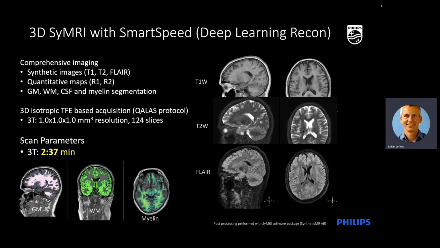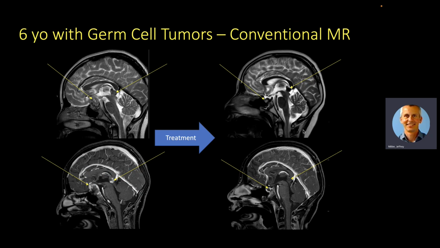So just to finish off, as I mentioned, the 3D version of the SyntheticMR sequence has been released as a research tool. All the outputs are the same as the 2D sequence. Again, the sequence is AI reconstruction compatible with SmartSpeed, which has really positive effects on the scan time. We have some very limited experience trying it.